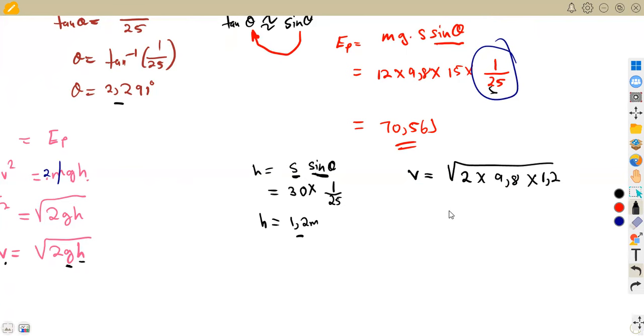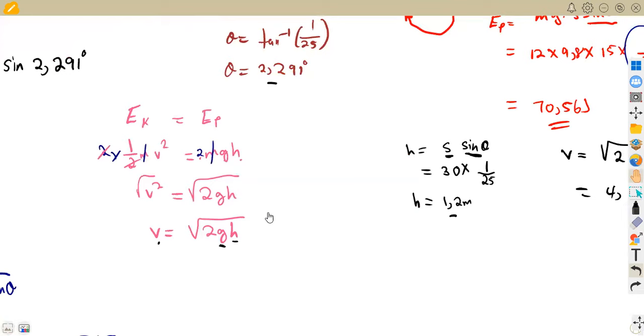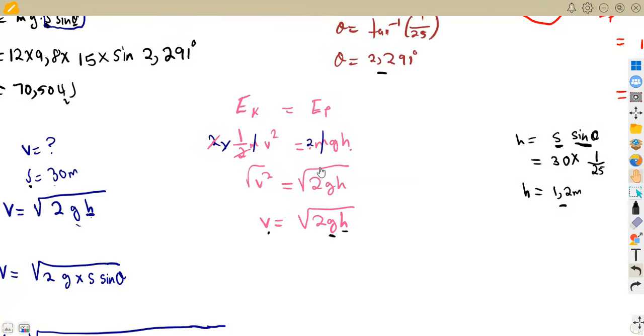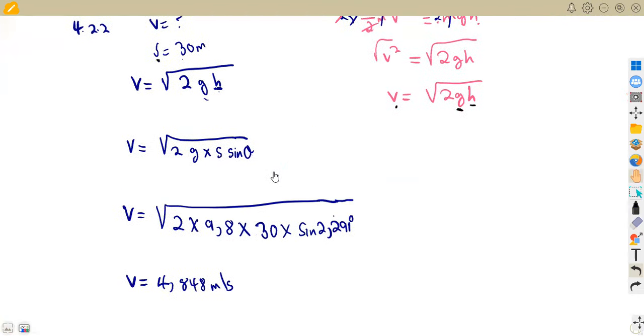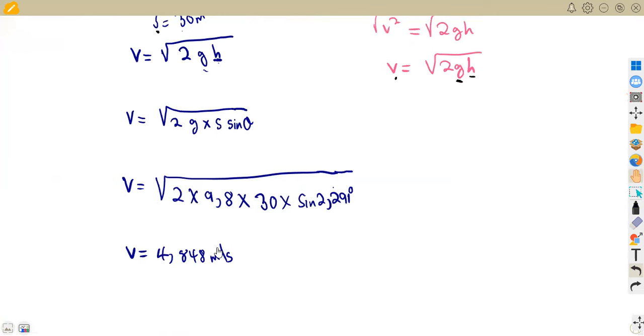We are going to obtain our v as 4,85 meters per second. So as you can see, it's just one and the same thing, 4,85. This one is giving us 4,848, which is just one and the same thing, and the same approximation that we are having. So this is how we can answer these typical questions.